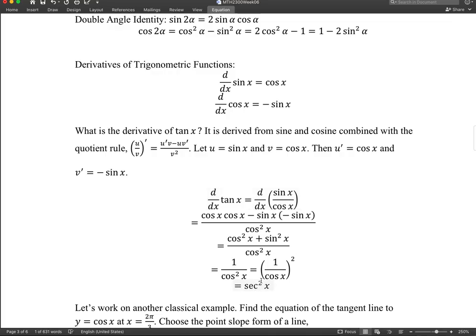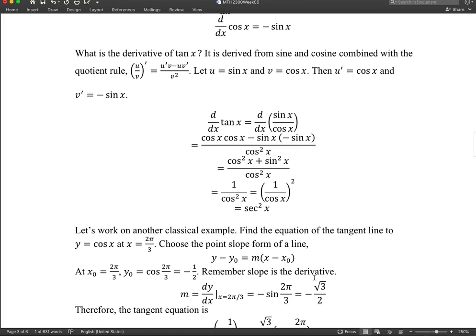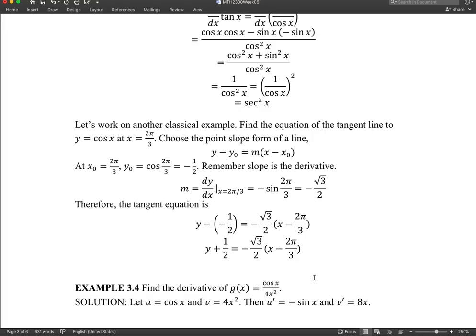Speaking of tangent, it's worth mentioning again that you need to know trigonometric identities very well, and you need to know the old rules we learned in previous sections, like the quotient rule and the product rule, and indeed all the rules we learned before. Certainly in this case, it only involved the quotient rule. The derivative of tangent is secant squared. And we also answered one classical example, about the equation of the tangent line.